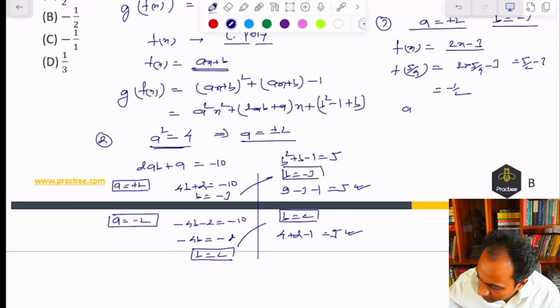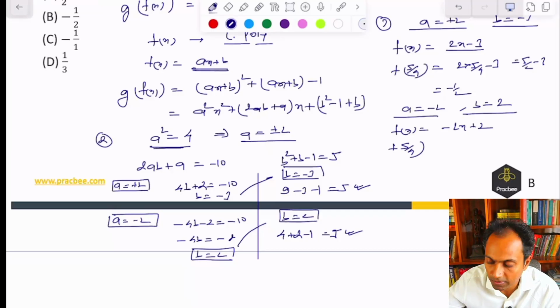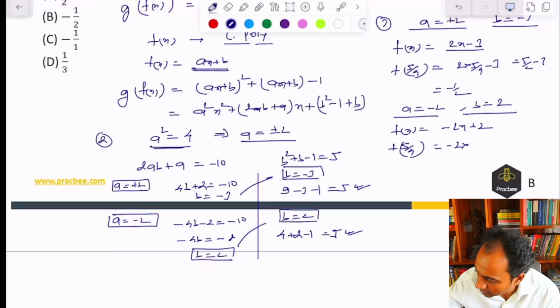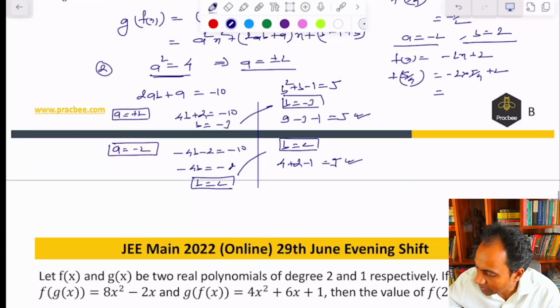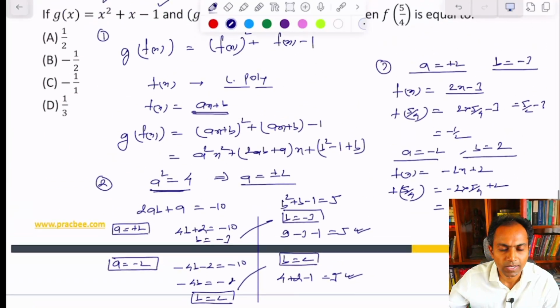Whereas if I take the value of a as minus 2, the value of b comes out to be 2. As a result, the function becomes -2x + 2. And if I want to find the value at 5/4, it becomes -2 into 5/4 plus 2. So this value comes out to be, 4 into 2 is 8, 8 minus 10, minus 2 by 4, minus 1/2. We are getting the same value, minus 1/2, for both the parts. Hence option B comes out.